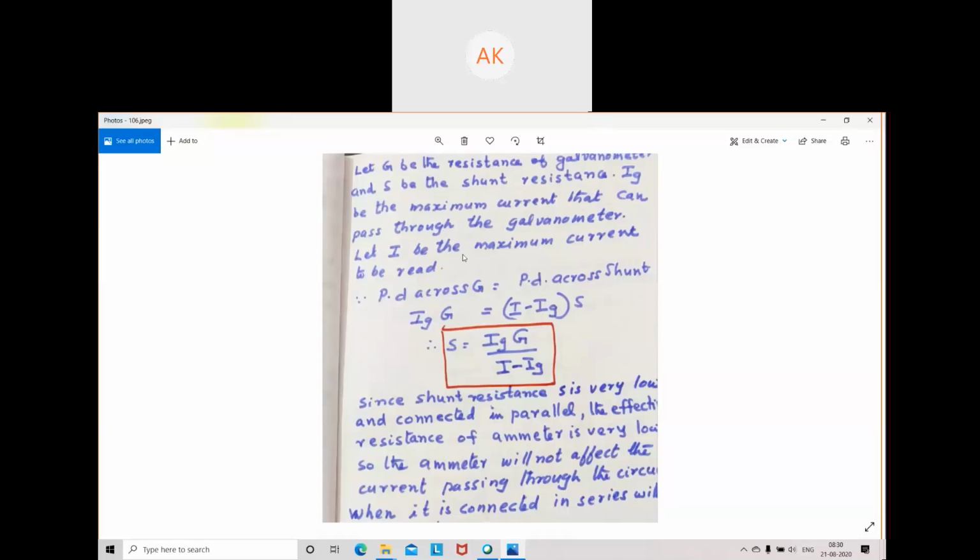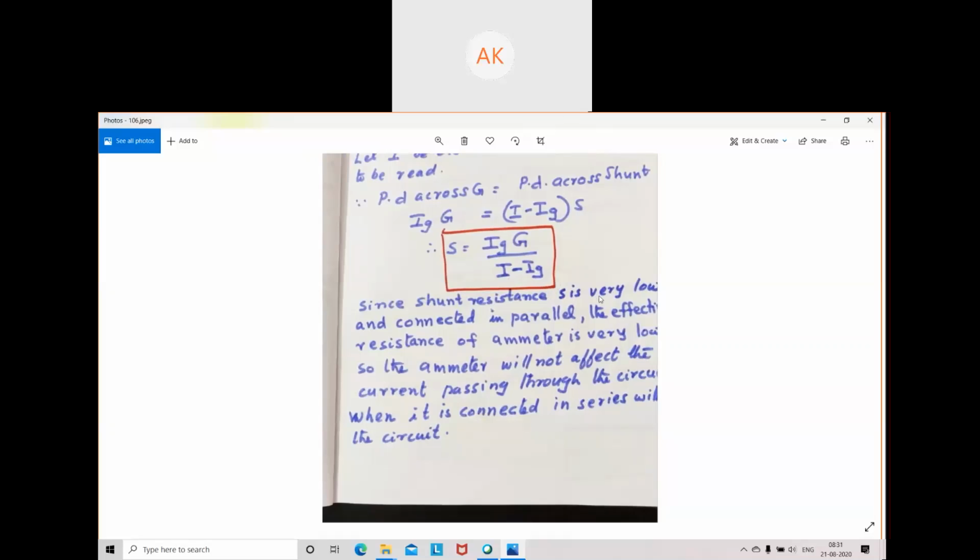I is the maximum current that is to be read, 0 to 1 ampere, 0 to 3 ampere. Maximum current that is to be read is I. The maximum current flowing through the galvanometer is Ig. S is the shunt resistance. G is the galvanometer resistance. With the calculations, you can find out the shunt resistance. When you do problems, it will be more clear.